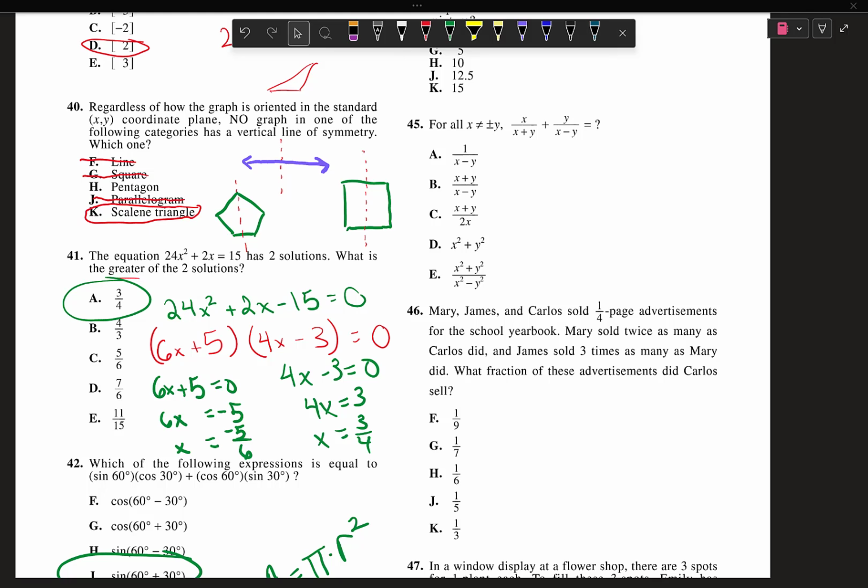Okay, let's look at question 45. For all x not equal to plus or minus y, figure out what those two fractions are equal to. The only purpose of this is to say that if x equals y or x equals negative y, that would make the denominator in one or both places 0, and we can't have a denominator equal 0. So this part is not really important for the actual solving of the problem.